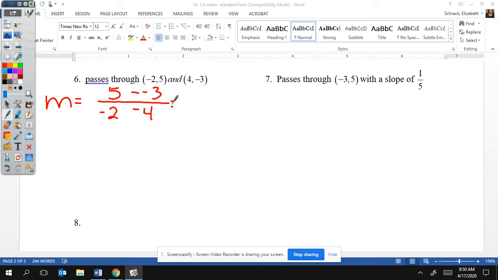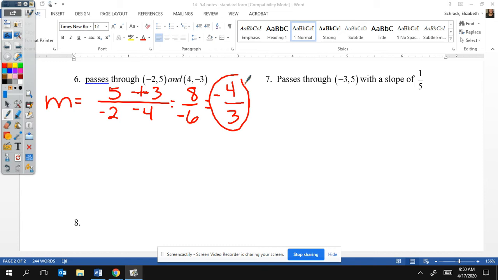So again, two negatives turn into a positive. 5 plus 3 is 8. -2 and -4 is -6. And this time we have to reduce. One negative is a negative, and 8 and 6 are both divided by 2. 8 divided by 2 is 4. 6 divided by 2 is 3. So our slope is negative 4/3.